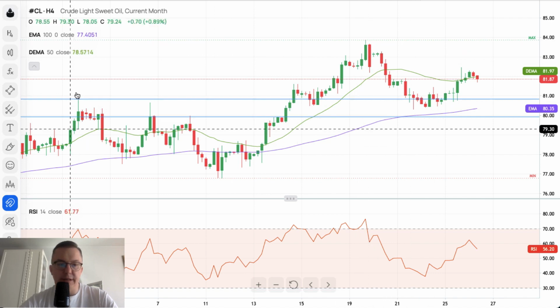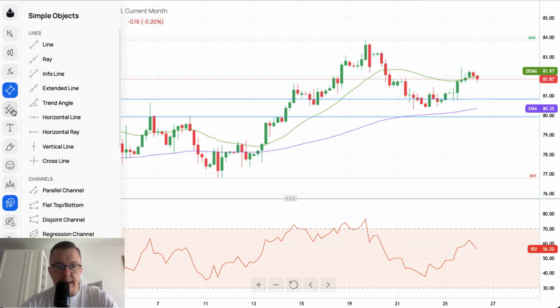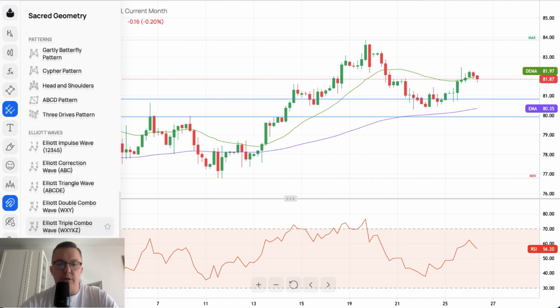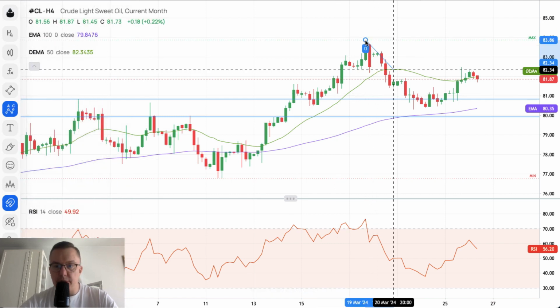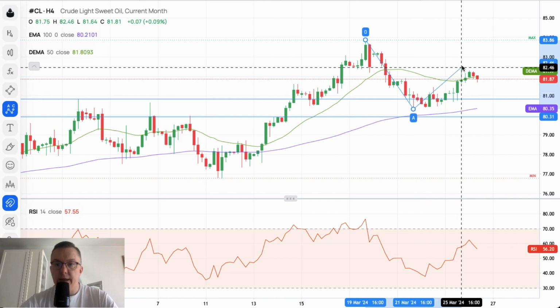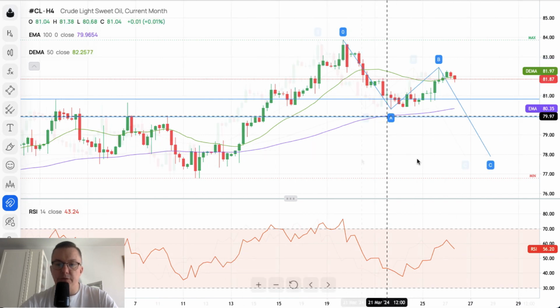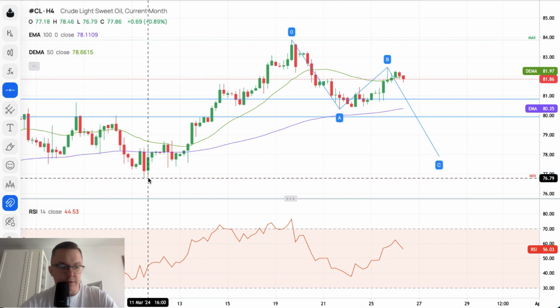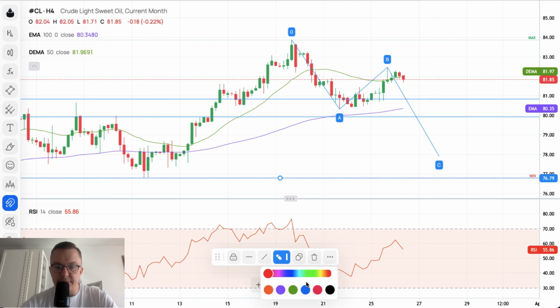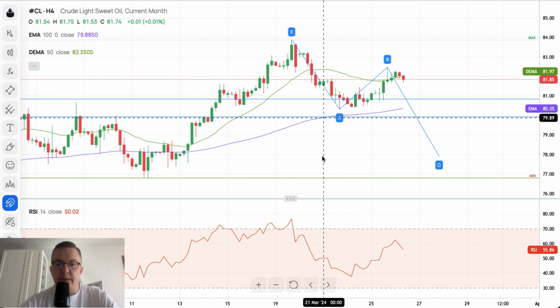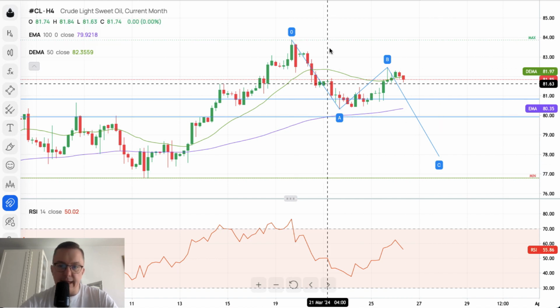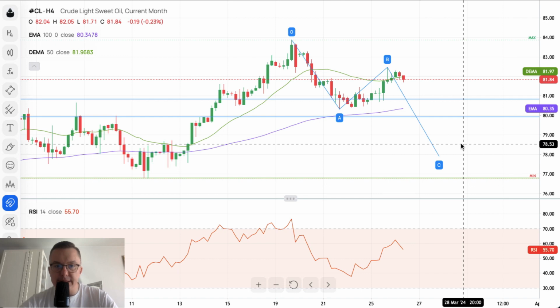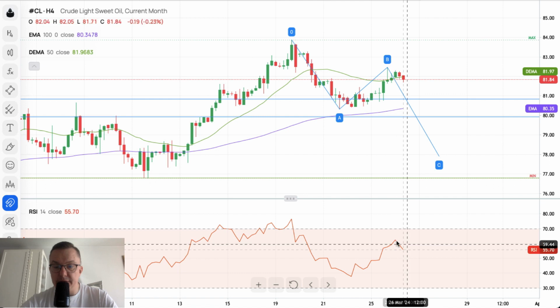It might look more like, let me just find the ABC pattern. There you go. It might look like wave A to the downside, maybe wave B, and now we just wait for wave C to the downside, targeting the lows of $77, roughly around the level of 76.79. So that might be the situation here. And of course, if we get there, then the ABC correction would be completed in the form of a zigzag pattern. For now, the momentum is positive. It's roughly around the level of 55 points.